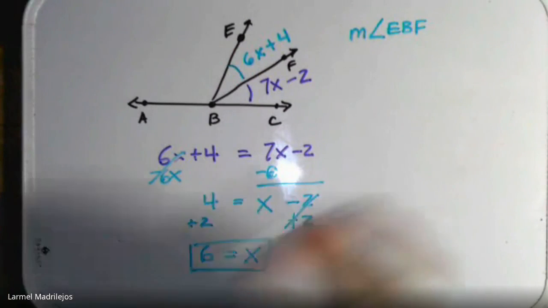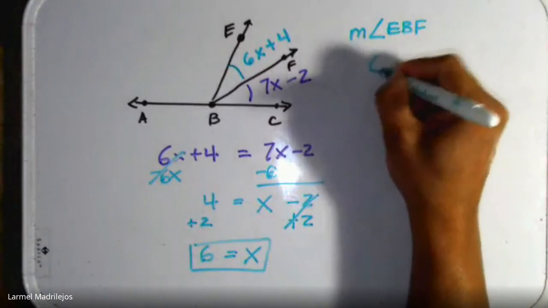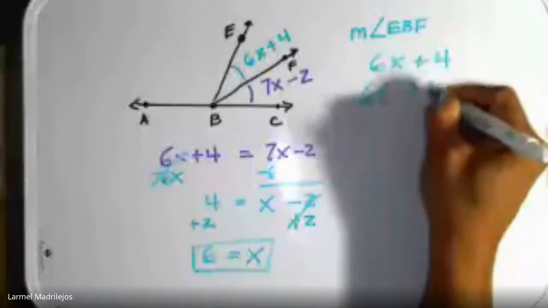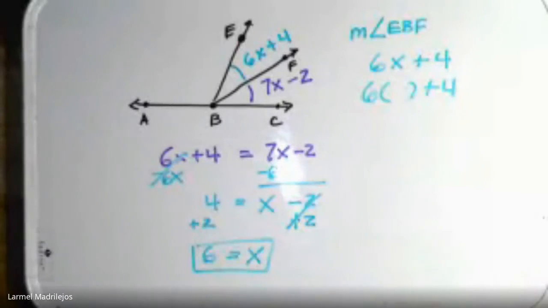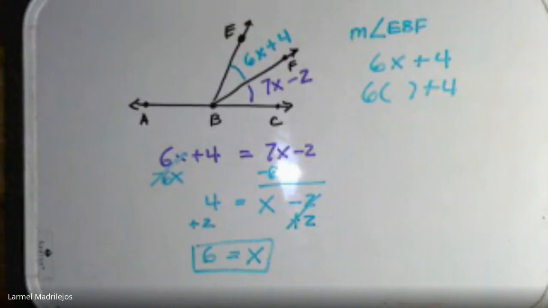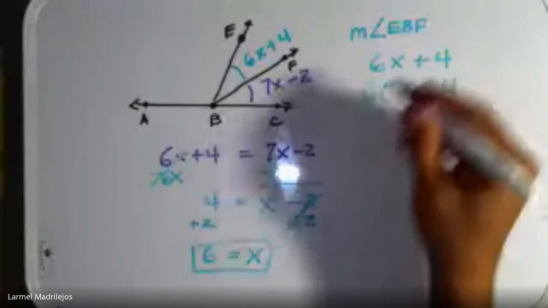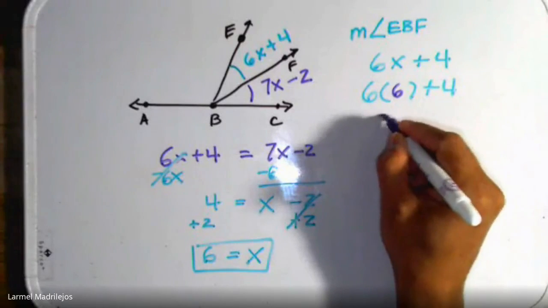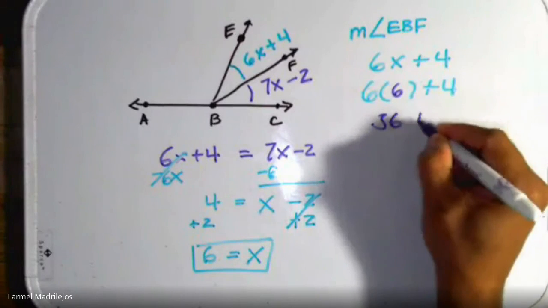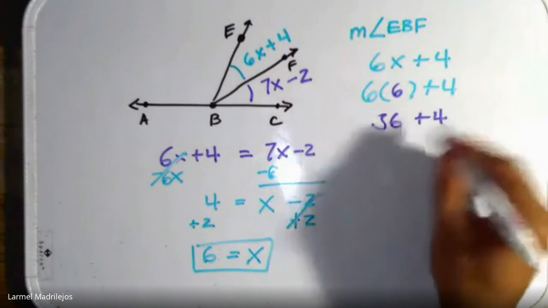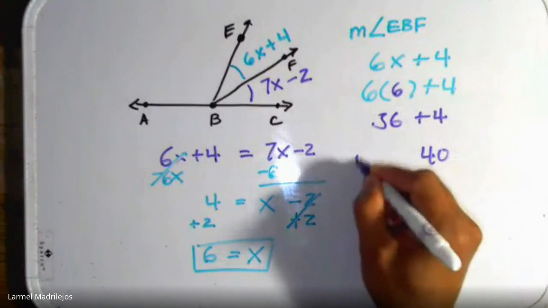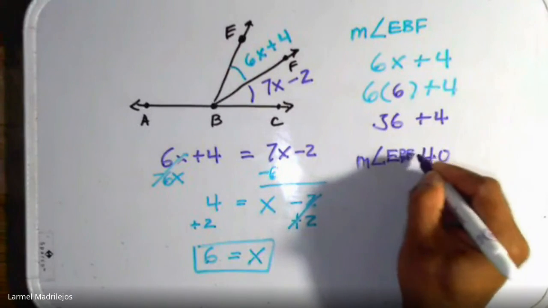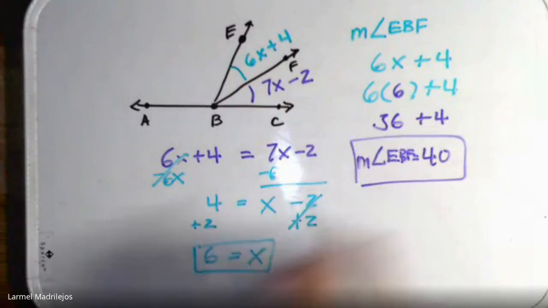The question is, what's the measure of EBF? We know that EBF is 6x plus 4. Let me write it: 6 in parentheses plus 4. So I'm going to substitute the value of x, which is 6. So 6 times 6, which is 36, plus 4. So I get 40. So my measure of angle EBF is equal to 40. Thank you.